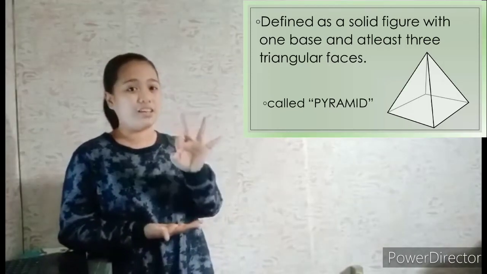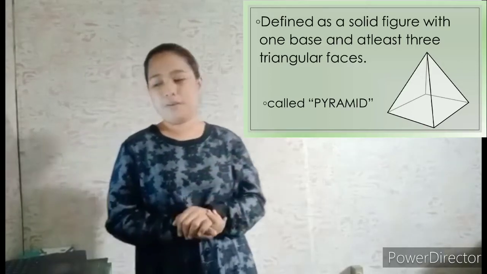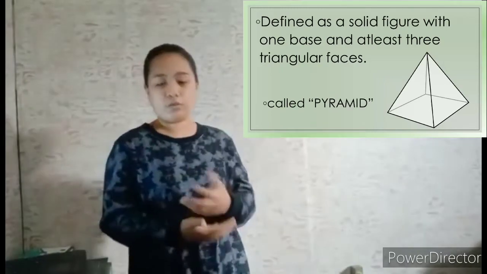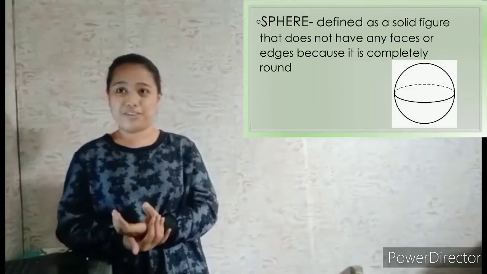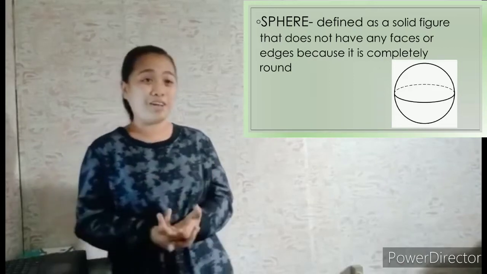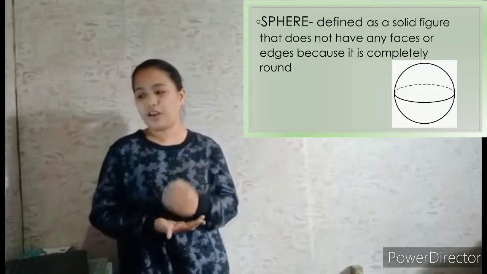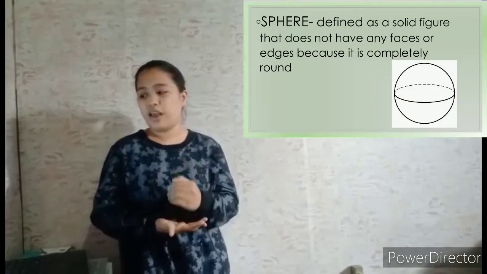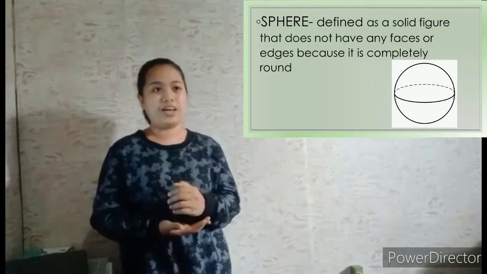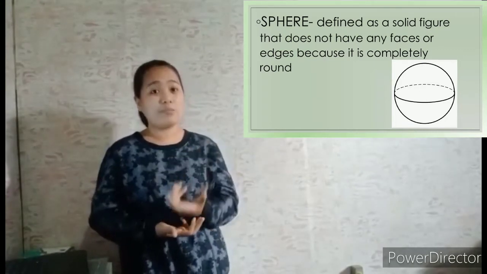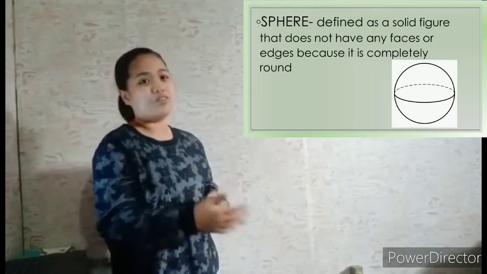The minimum is at least 3 triangular faces to make it a pyramid. Okay, great. So the next one that we will have is something really familiar with the boys, and of course with the girls if you are playing volleyball, because a sphere is defined as a solid figure that does not have any faces and no edges, but it is completely round. An example of that is a ball.